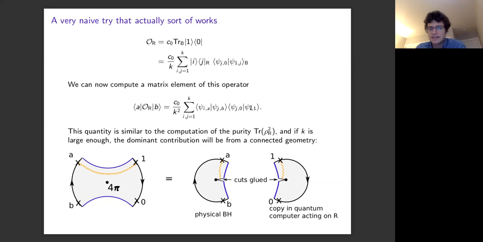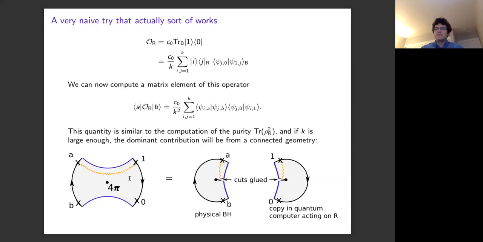So structurally, it's quite similar to the computation of the purity. It's like a sum of squares of these inner products. And if K is very large, then the dominant contribution to this computation will come from a connected geometry, just like it did for the purity. It will come from a replica wormhole.